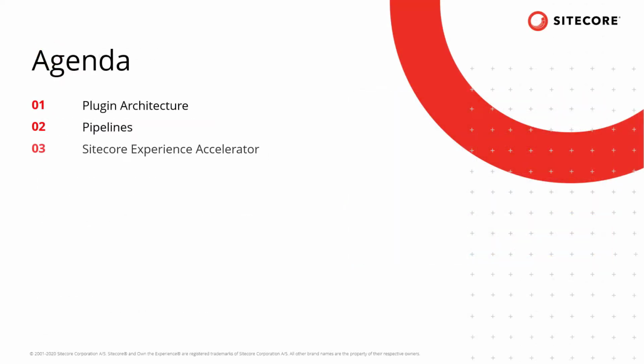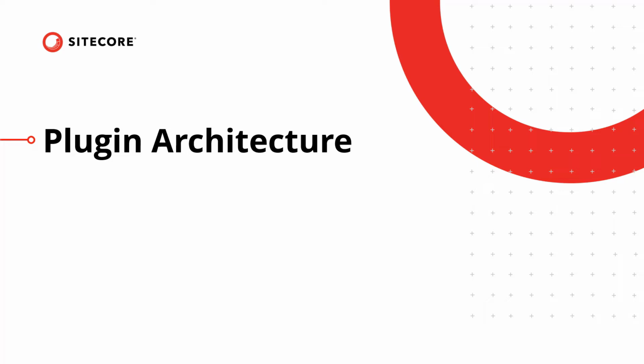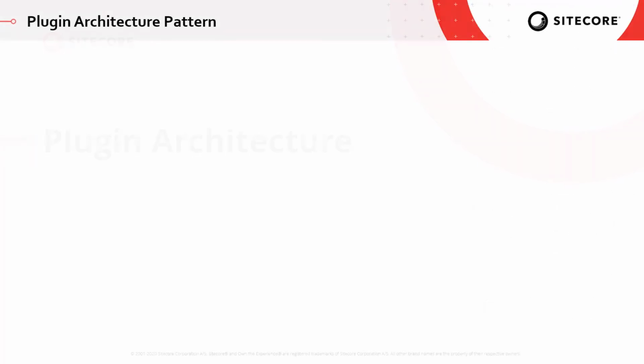I'm going to cover this in 3 sections. I'm going to discuss the plugin architecture that Sitecore Experience Commerce is based on. We're going to look at how each of those plugins are based on the concept of pipelines and the extensibility that introduces. And then finally, we're going to look at Sitecore Experience Accelerator, the framework that the storefront which your customers interact with is based on top of, and the extensibility points that provides. So let's look at the plugin architecture.